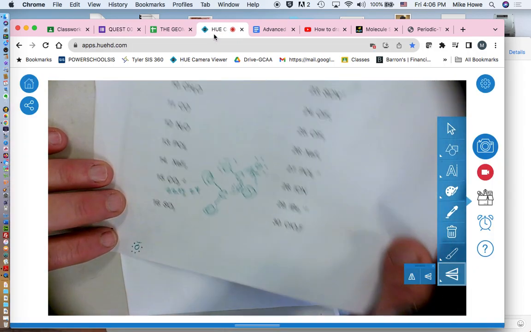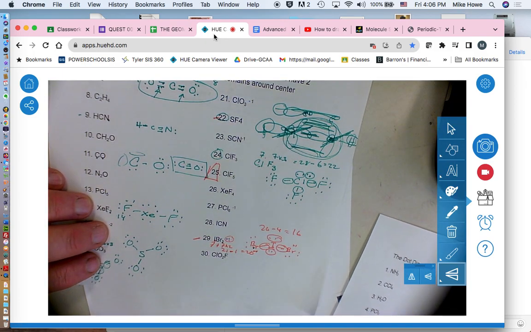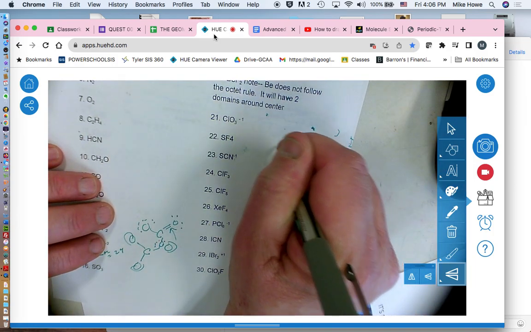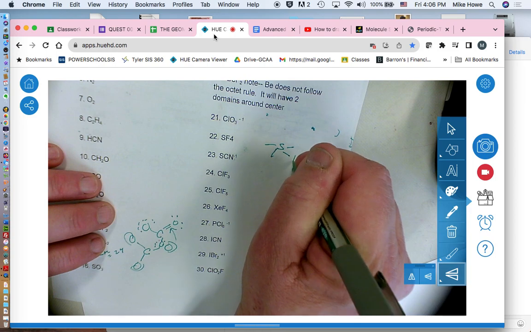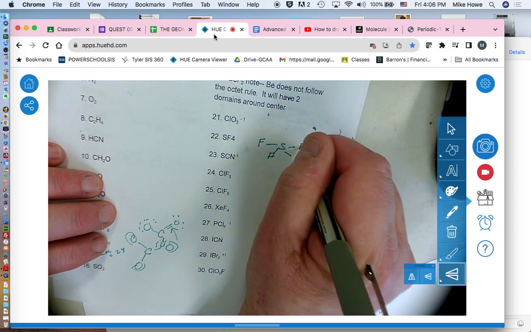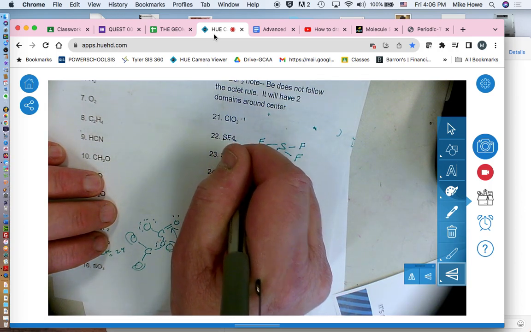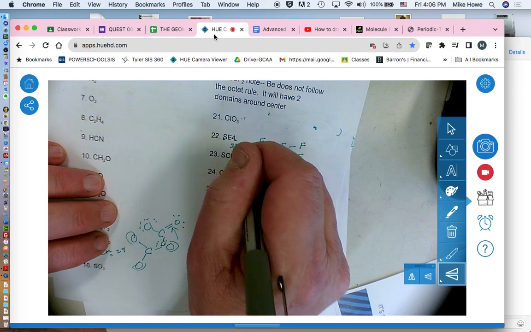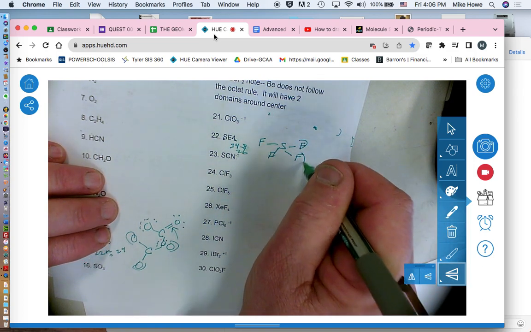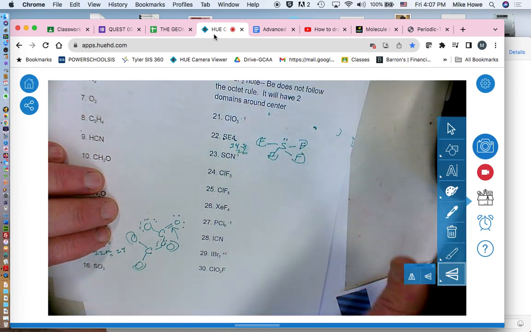So 22 was SF4. I thought I had drawn that, but I haven't, so let's draw it real quick. So SF4, put the S in the middle, put the F's out here. I'm drawing it the way I know it's going to look. So 6, 7 times 4 is 28, plus 6 is 34. Take away 8, gives you 26 valence electrons. 6, 6, 6, 6 is 24. I got 2 more to put in right there.